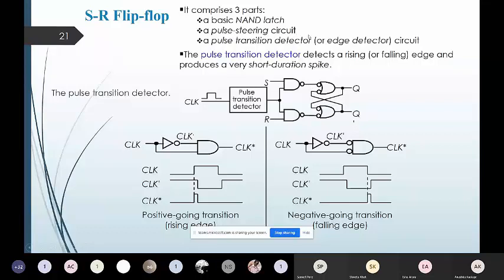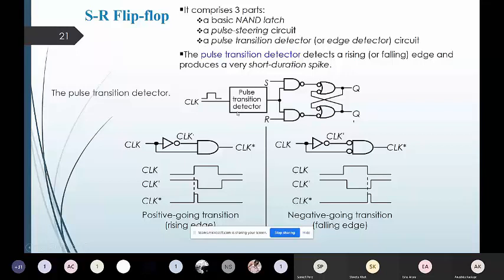The third component we have marked is the pulse transition detector or edge detector circuit, which is present as an input for this NAND circuitry. Here in the diagram, you can see that the clock, which is a control signal, is provided to this pulse transition detector.